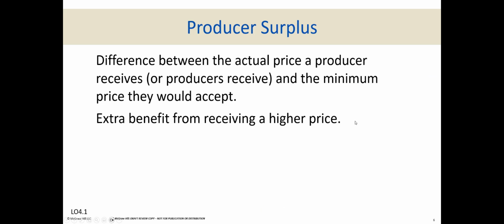Now let's understand the producer surplus. Producer surplus is the difference between the actual price producers receive and the minimum price they would accept, which is the extra benefit from receiving a higher price. So let's say for this hamburger example, it costs the producers $5 to make the hamburger, and they are selling it for $10. As you see, the difference is their surplus. So the market price you're selling at minus the cost to the seller is the producer surplus.